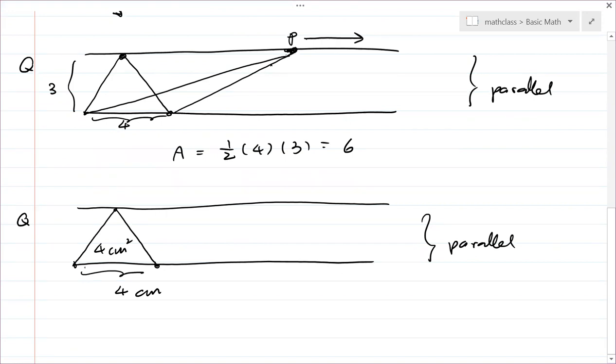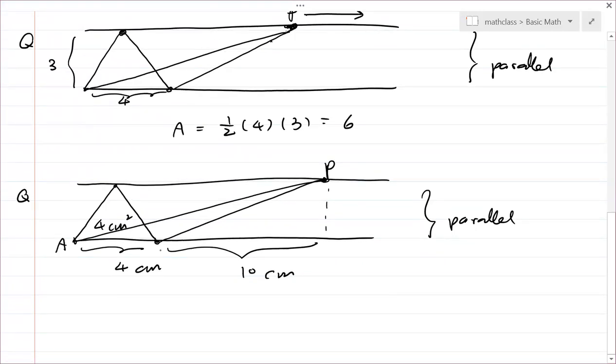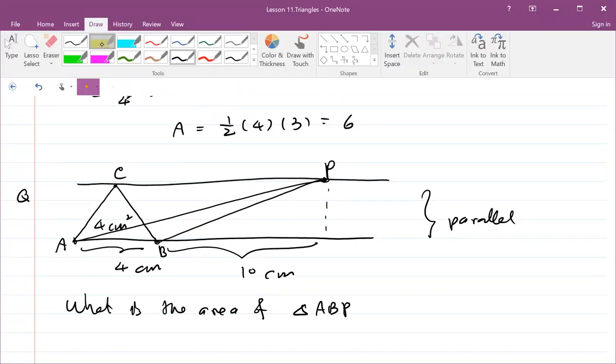Then I have another triangle at a different location. I can even give you extra data. So this is the triangle, and I'm going to be here, right? That's a point P. I can tell you from here to here is 10 centimeters. So what is the area of the triangle ABP? Now this is called a two-step problem.